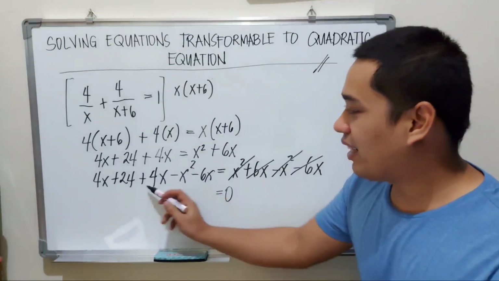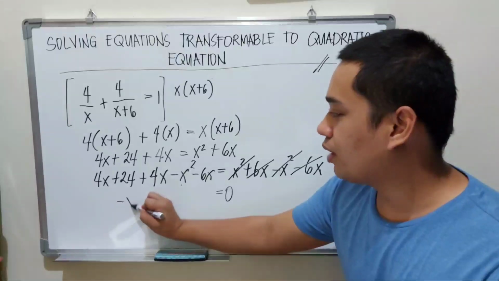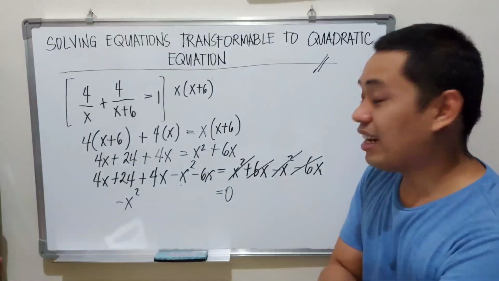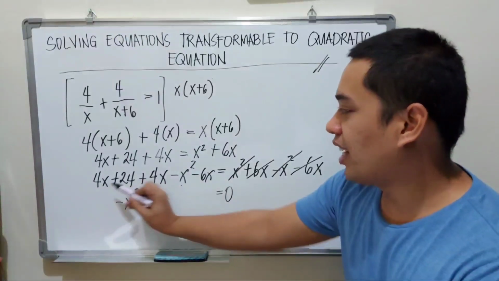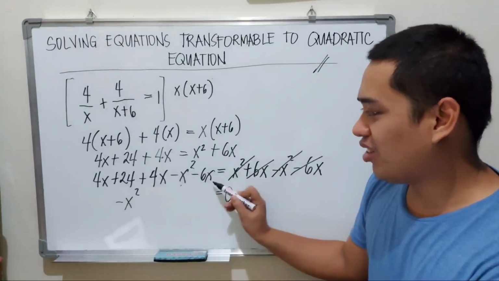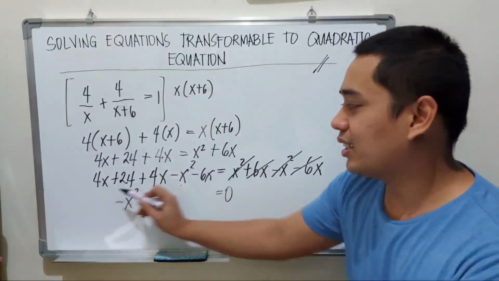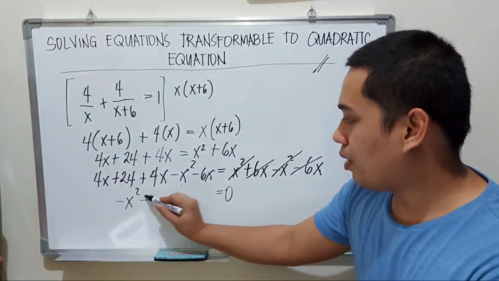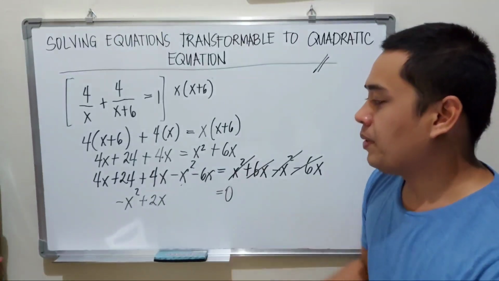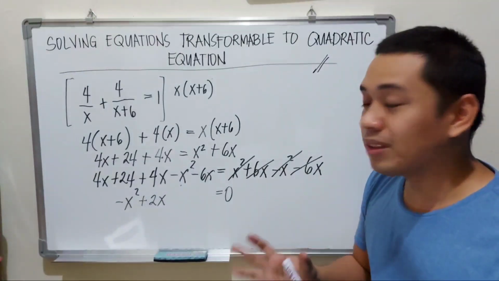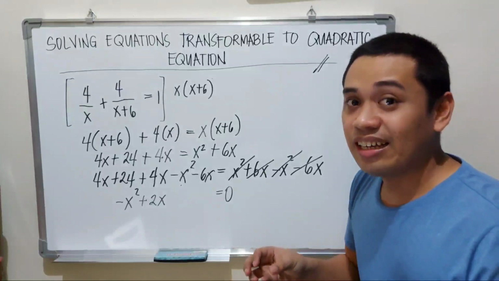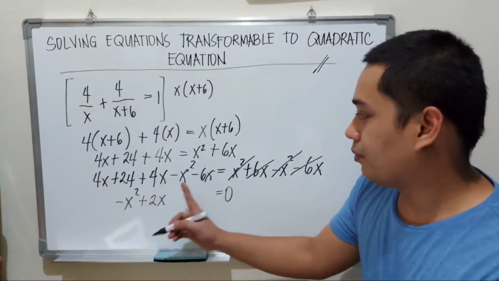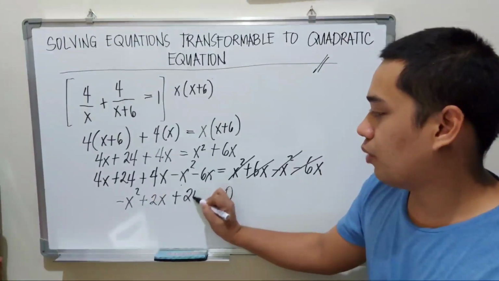Then, combining like terms, si x squared muna. Diretso arranged na rin siya. Then, lahat ng x. 4x plus 4x minus 6x. So, this is 8 minus 6. So, plus 2x. Bakit plus 2x? Kasi po, mas mataas si 8 kesa kay negative 6. And lastly, the constant. We only have plus 24.